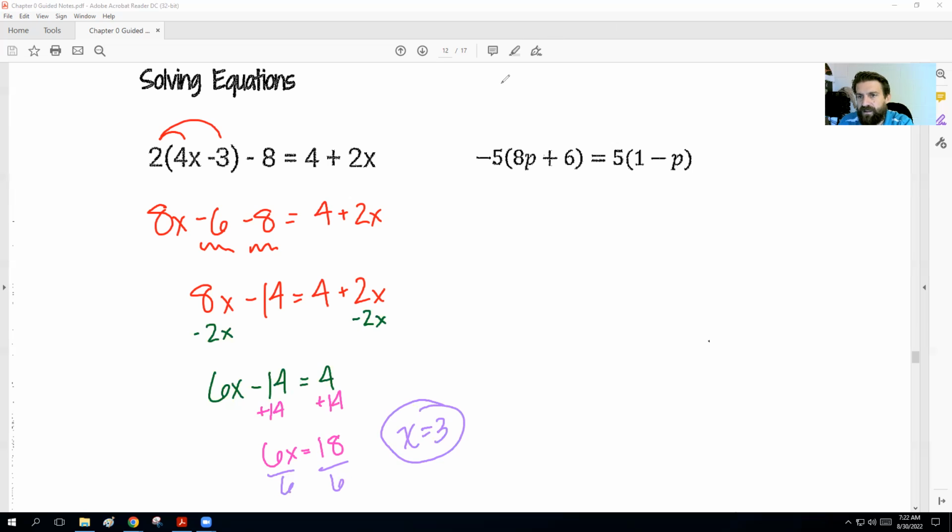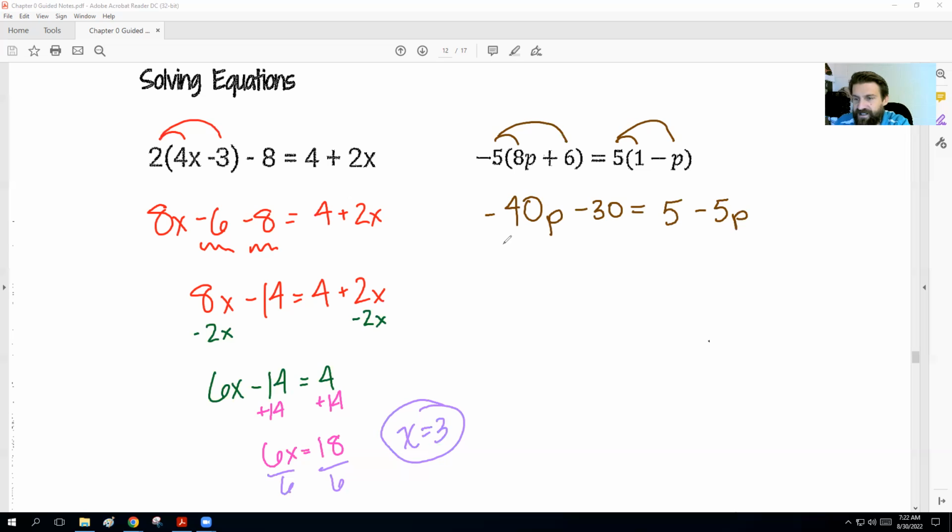All right, let's see if you got the other one correct. Let's distribute the -5, and then on this side we're going to distribute the +5. So -5 times 8 is -40p. -5 times 6 is -30. Now this side over here, we'll distribute 5. 5 times 1 is 5, and 5 times negative p is negative 5p.